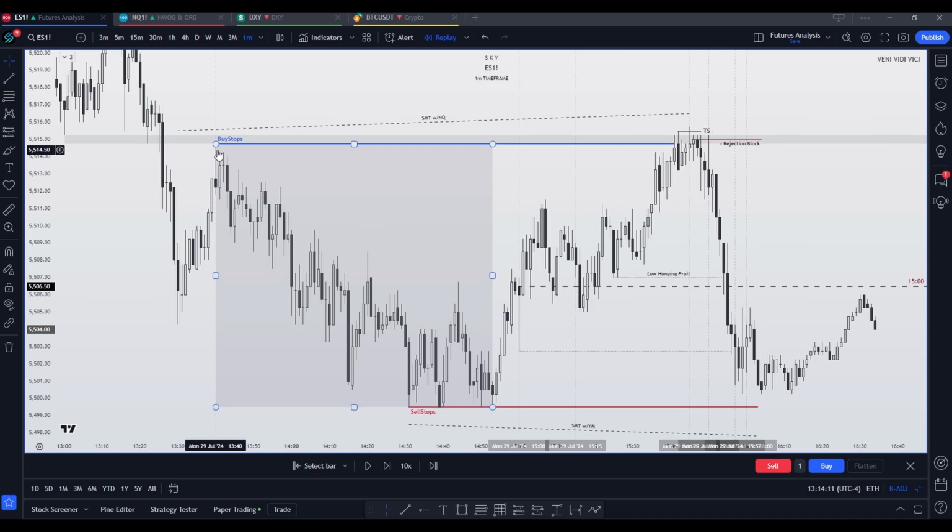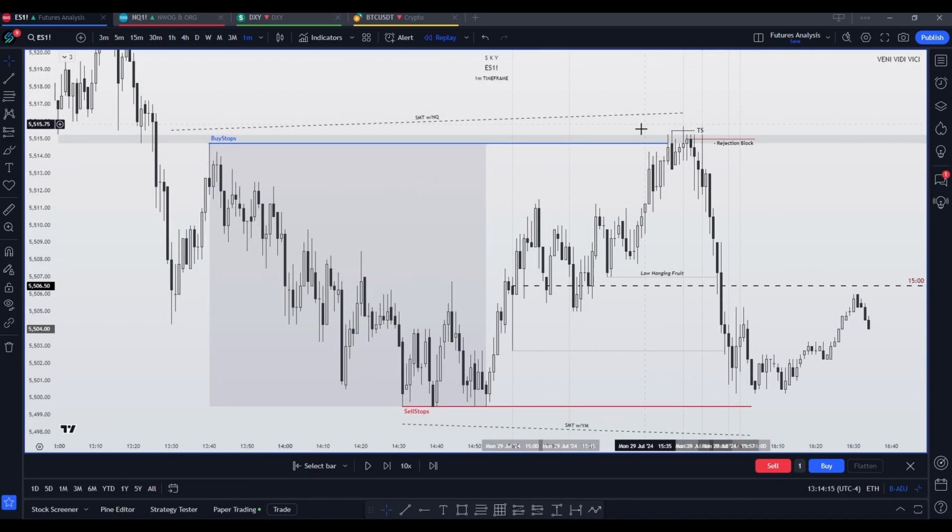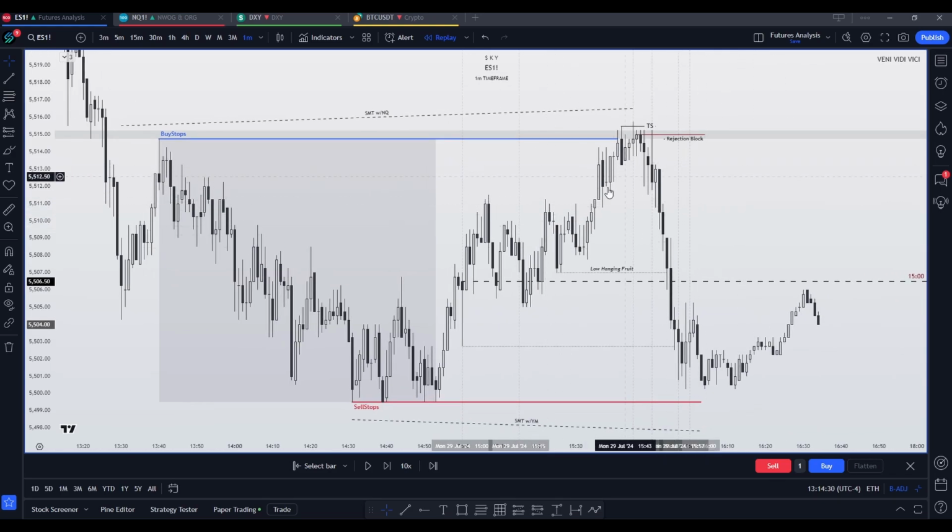As you can see, it's very easy, very straightforward. You just want to see some sort of range SMT, hard time frame kill level. We can see here the stops, the total soup, as I explained. Then we have the rejection block, entry, or you can just enter here on the total soup if you want, but it's more advanced. And you can just really see how straightforward the model is.